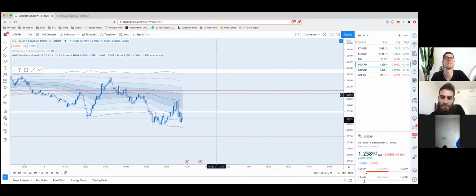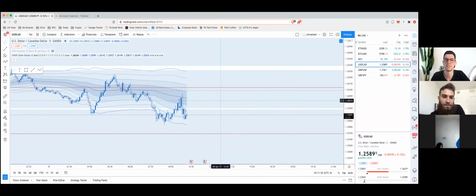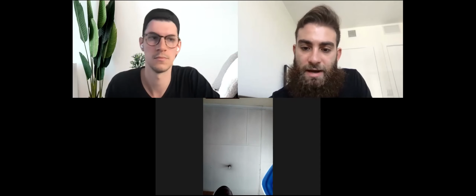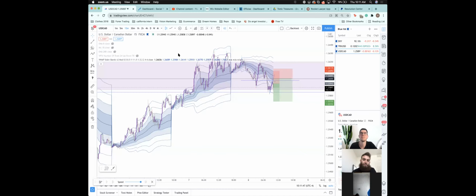I want to go ahead and share my screen and kind of mark some more of these zones on here and show everyone, because I obviously don't have them on my chart. And then you could kind of help me out. Yeah, no problem.